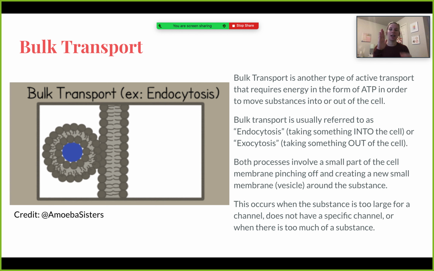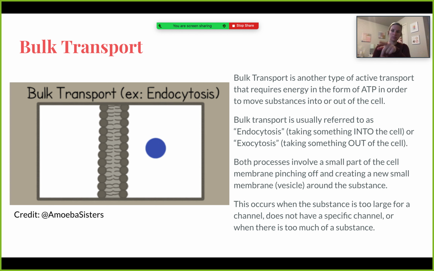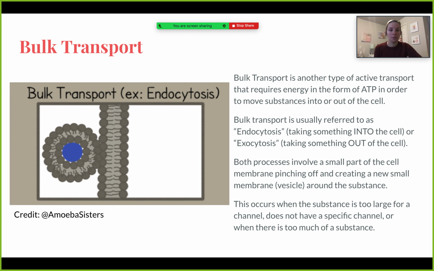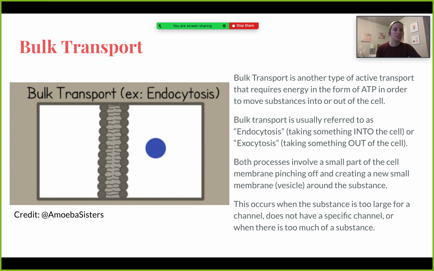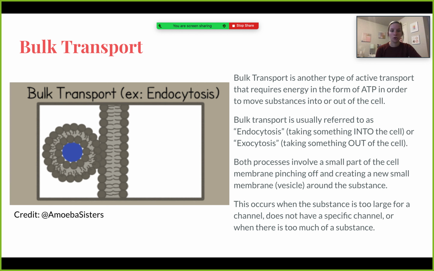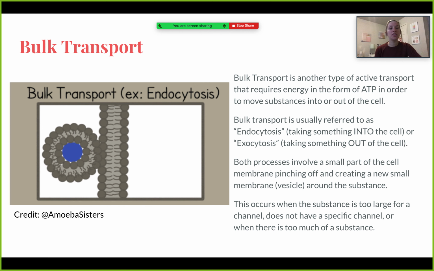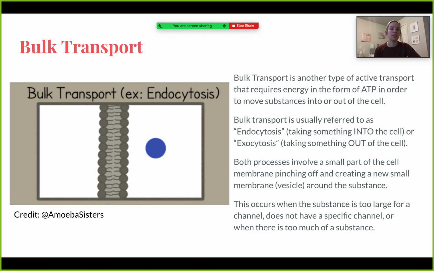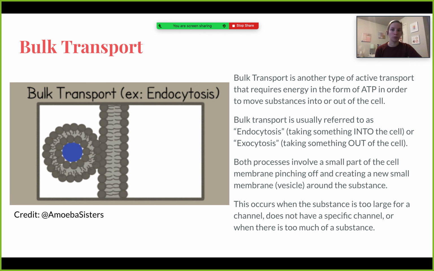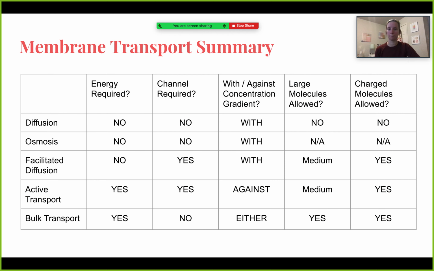And you can see it kind of looks like the cell membrane is being pinched off a little bit to create a new small membrane around whatever substance it is. And we call these new little small membranes a vesicle. I think of it as a little escape pod. And this occurs if something is too large for a particular channel. Maybe it doesn't have a specific channel to pass through, or maybe there's just too much of that substance.